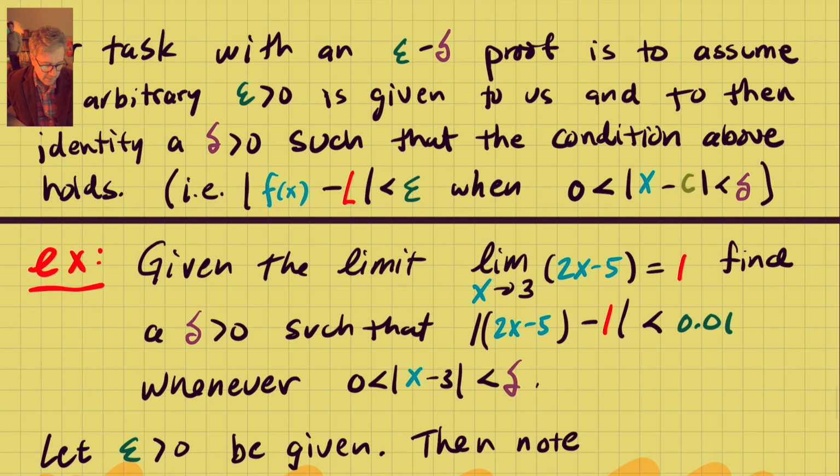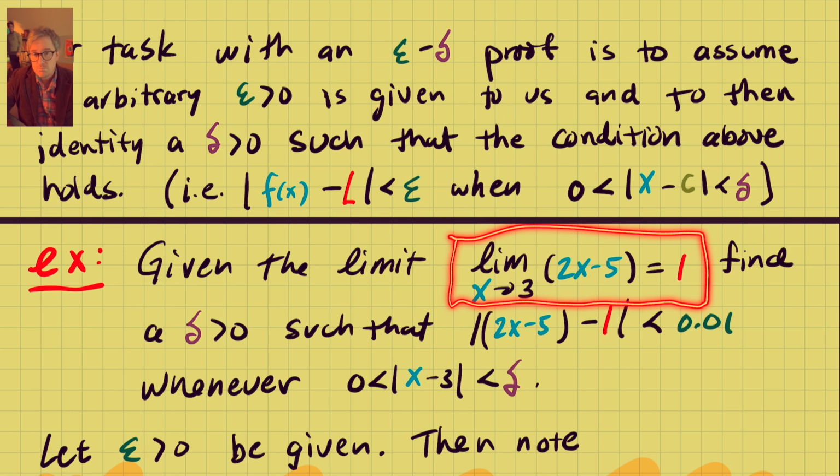Okay, and so here's the example we want to start with. Given the limit as x approaches 3 of 2x minus 5 equals 1. All right, so I'm stating this to be true. We're no longer finding the limit. We know what the limit is, but we want to show that it's a limit. So the limit as x approaches 3 of 2x minus 5 is equal to 1.